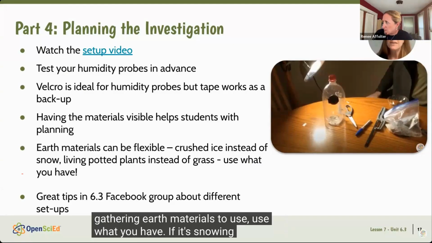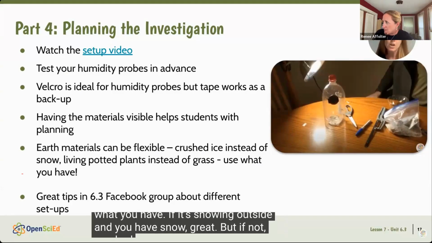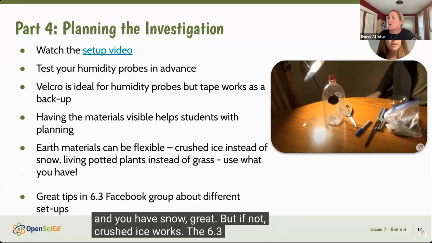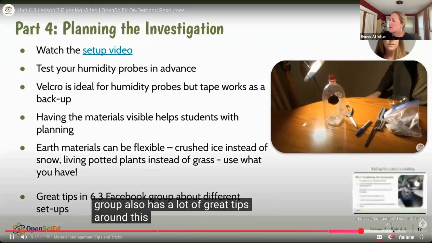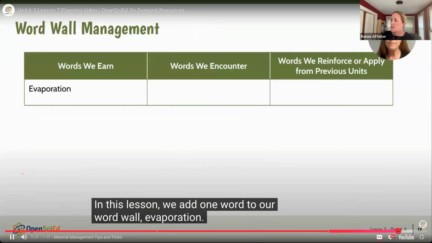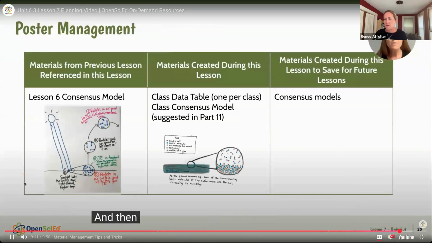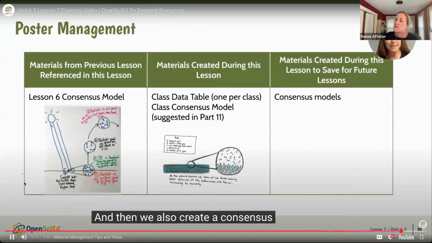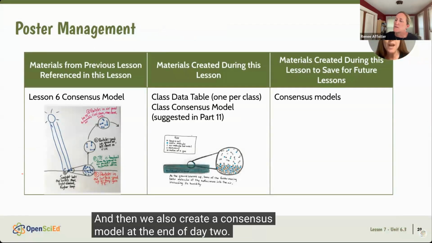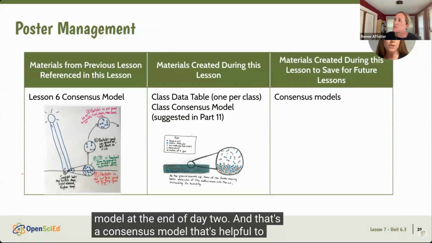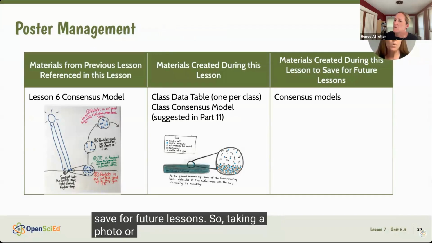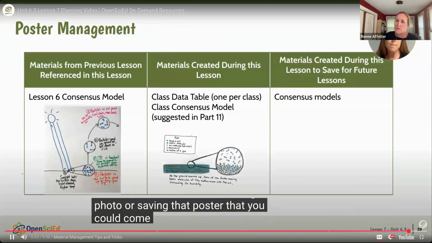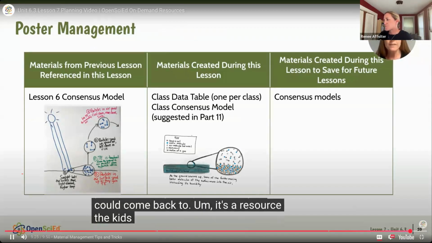If it's snowing outside and you have snow, great, but if not, crushed ice works. The 6.3 Facebook group also has a lot of great tips around this investigation. And then we also create a consensus model at the end of day 2. And that's a consensus model that's helpful to save for future lessons. So taking a photo or saving that poster that you could come back to, it's a resource the kids can look back to.